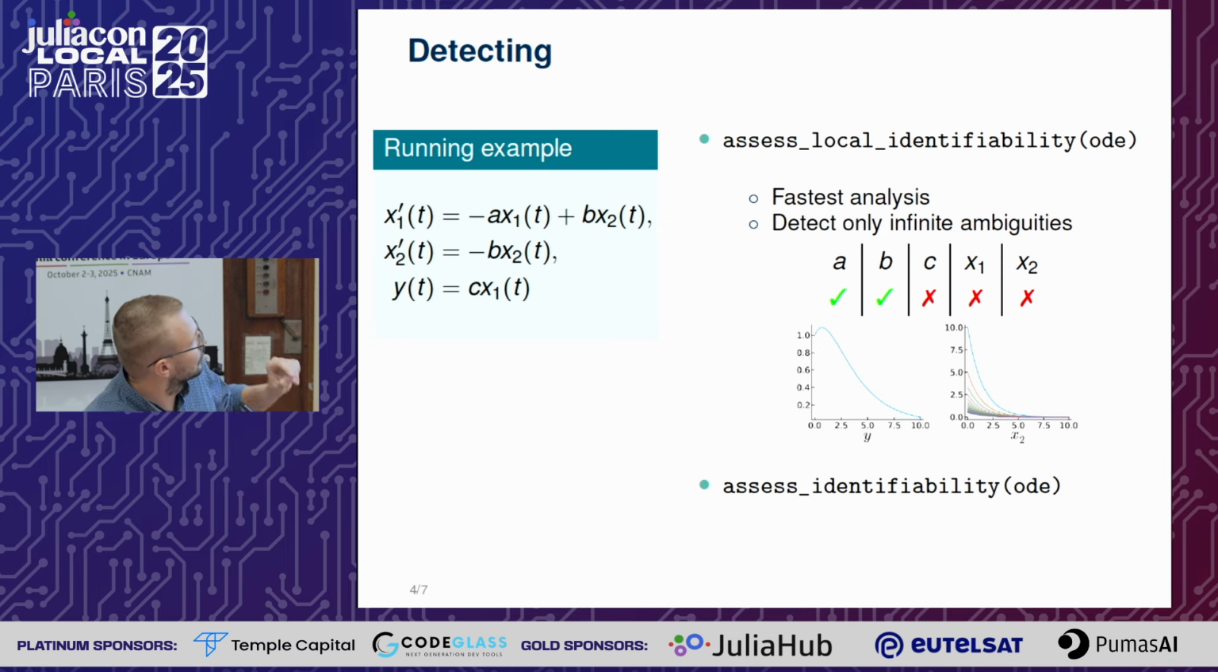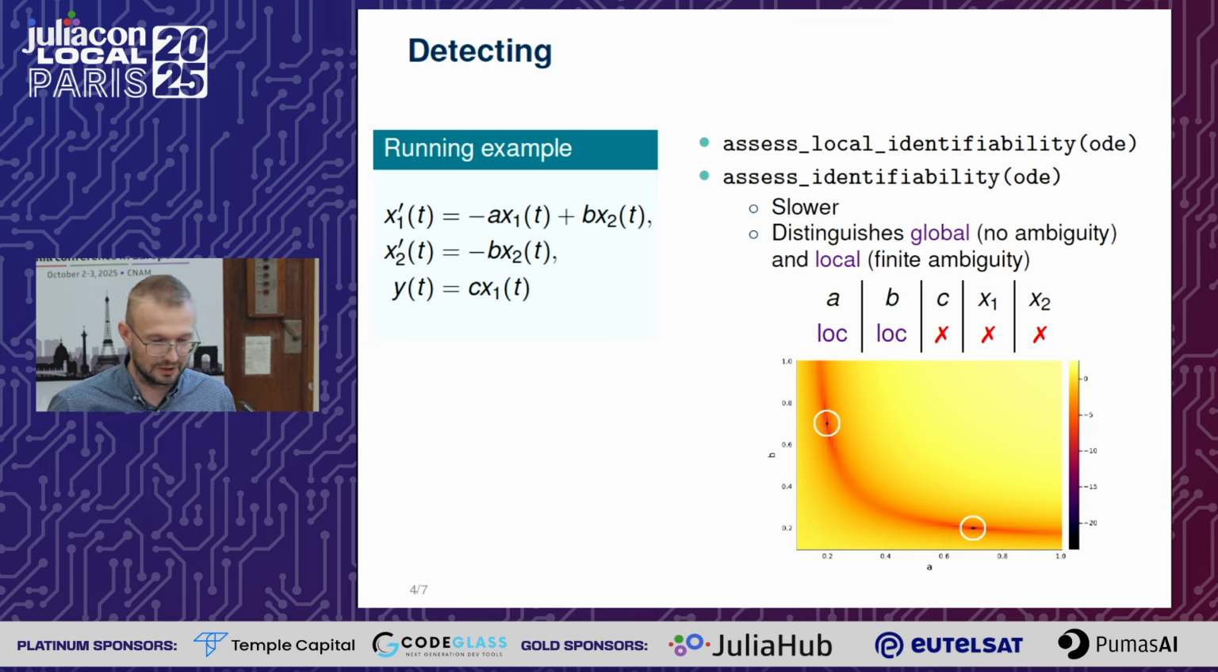And the plots sort of illustrate this. For the same y, you get a bunch of different trajectories of x2 if you just change c. So basically you can take any c and get a perfect fit. That's why c, x1, and x2 are marked as bad guys. And a and b so far look innocent, but we know that they are not. We know that there are problems with them, but this fast analysis doesn't see this.